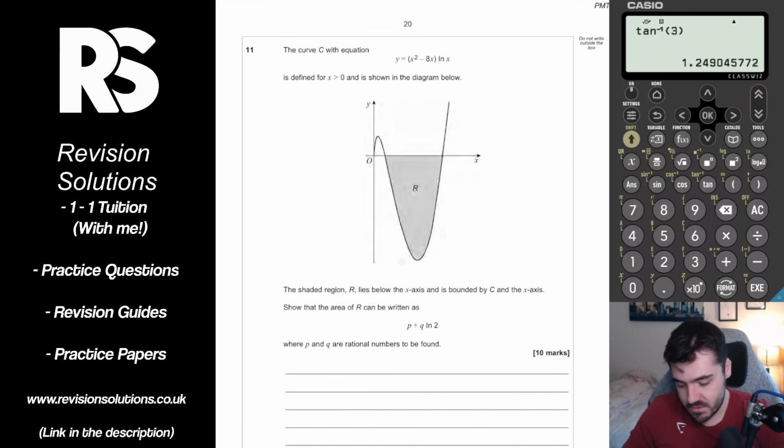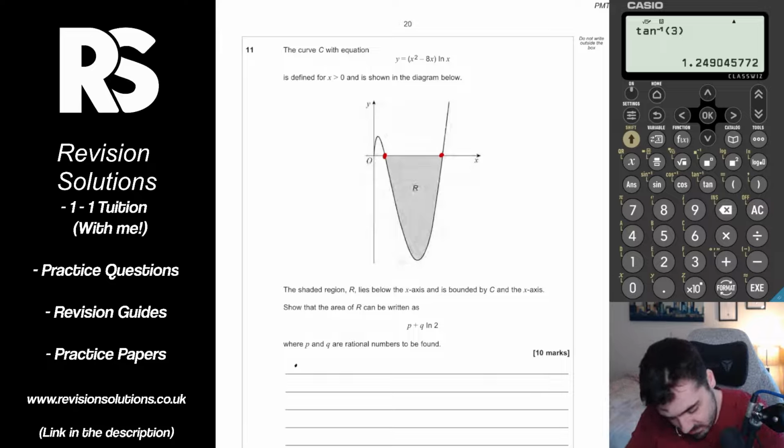Okay, now moving on to question 11. We've got a curve. It says the shaded region R lies below the x-axis, and is bounded by C and the x-axis. Show that the area of this region R can be written as P plus Q ln 2. So that's just an integral, right, guys? And if we're going to integrate, we're going to need our limits first. We need to see where this guy equals 0.